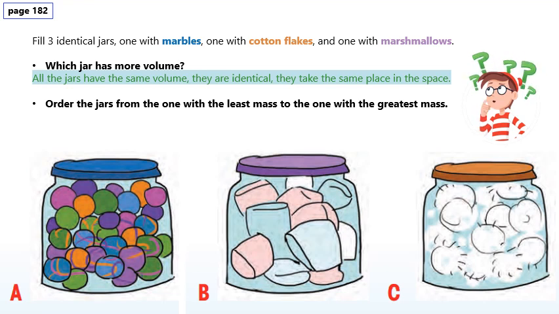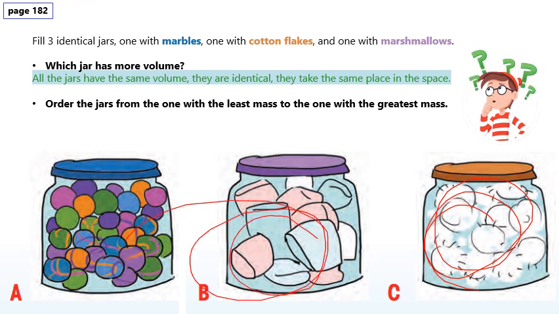Yes, is it the one with marbles in it? Is it the one with cotton flake or the one with marshmallow? Excellent job. So the one with the least mass is the one with cotton flakes. Since cotton is light, it's not heavy, it's so light. Second, yes, the marshmallows. Perfect. So the jar with the marshmallows comes in the second place, and the heaviest one, the one that has more mass than the others, is the one with the marbles. Okay?